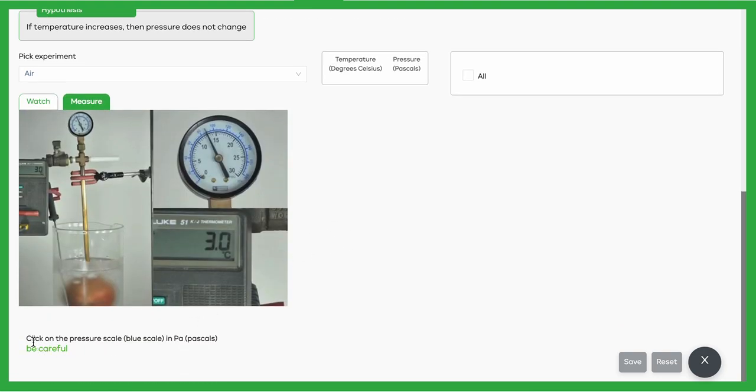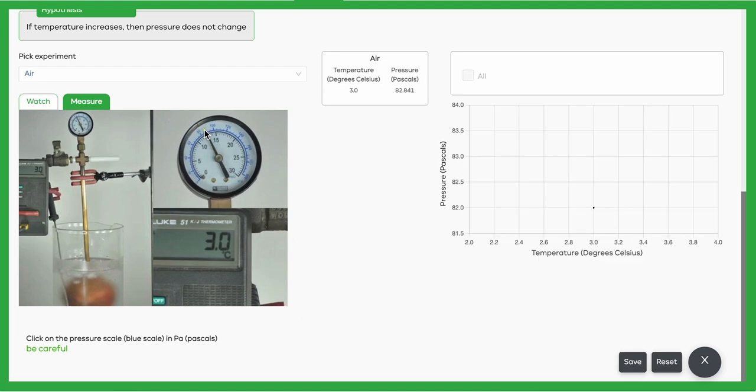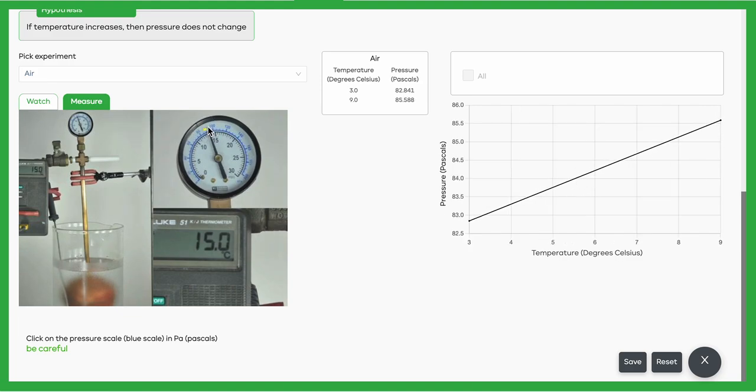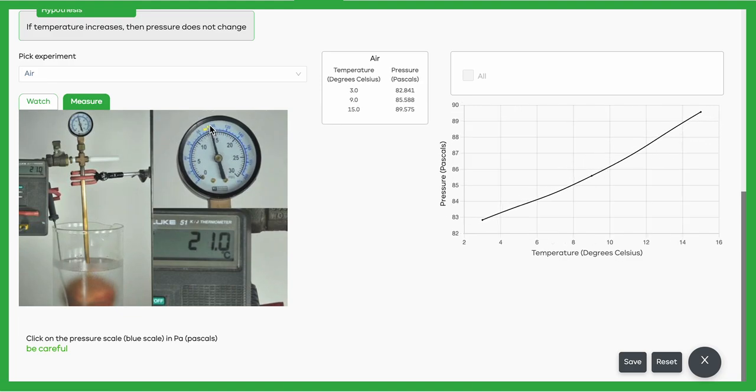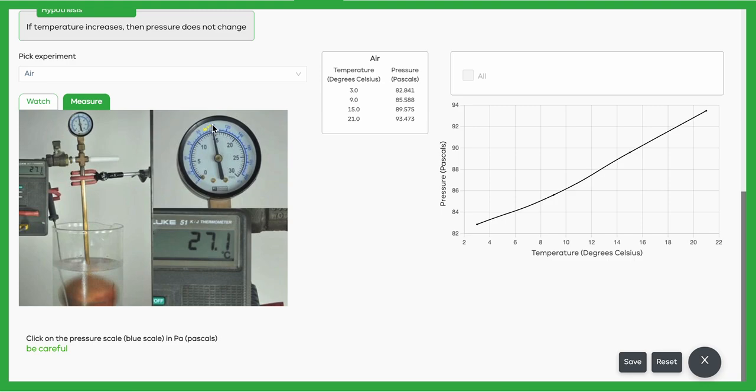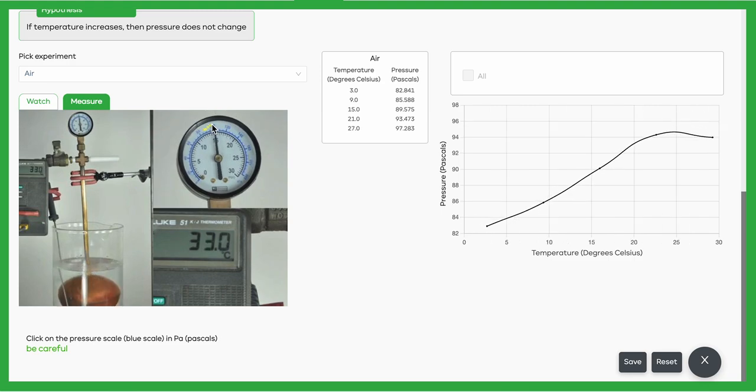Okay, so it says here, click on the pressure scale and be careful. So I'm going to do that. Okay, and you notice as I click, points are going to go into my graph and onto my data table. Now those points are showing as an increase in temperature every 6 degrees of temperature, and then we're measuring pressure.